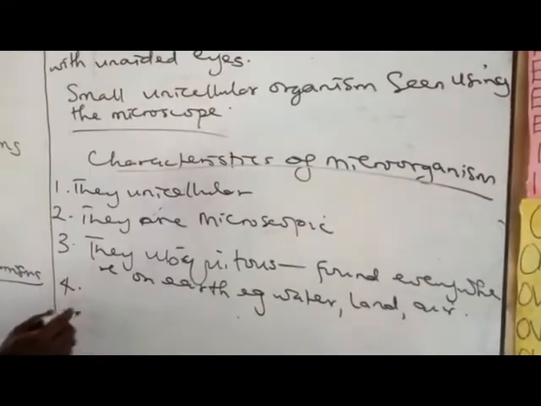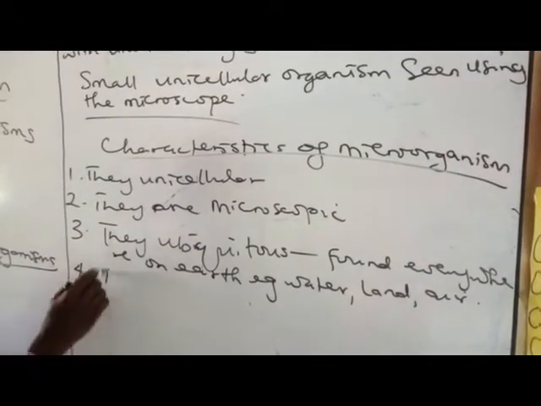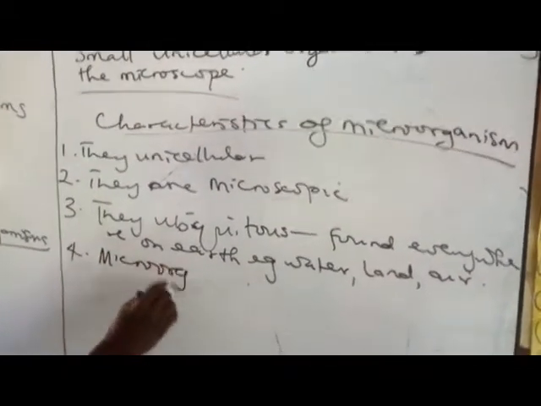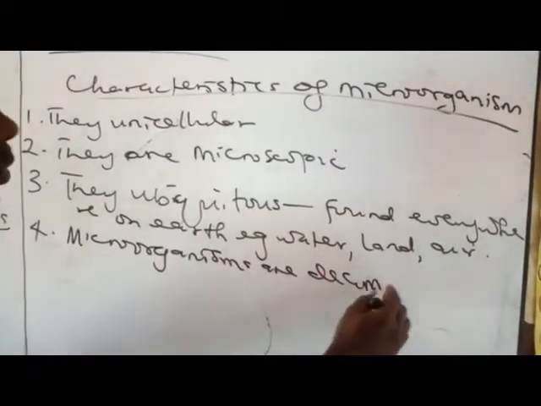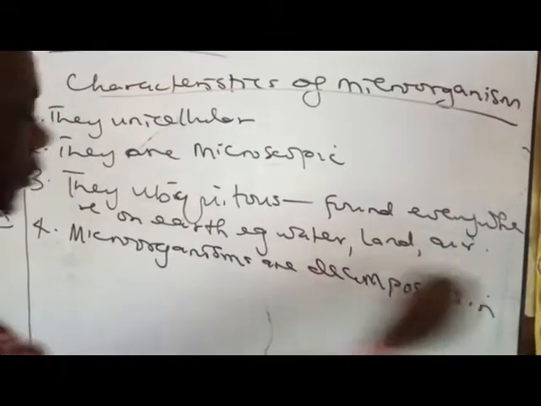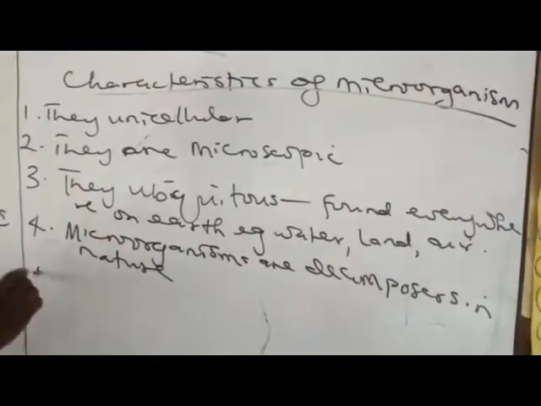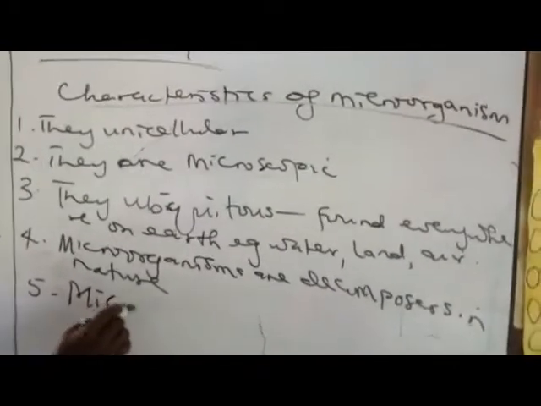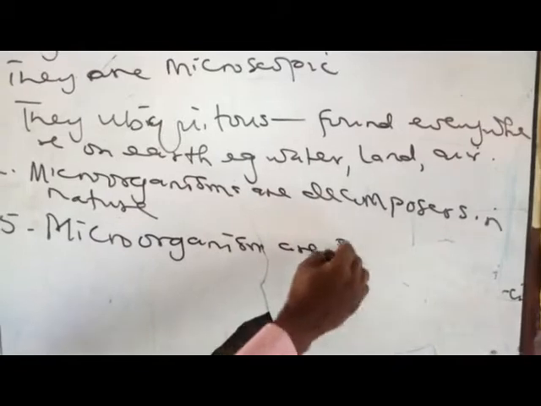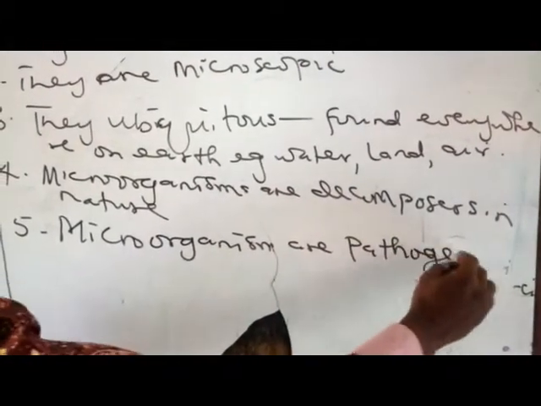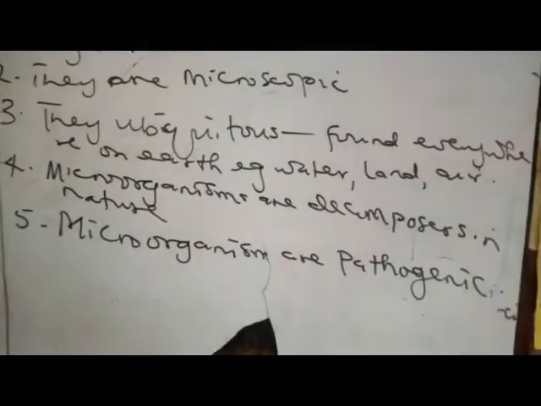Fourth thing is that microorganisms are decomposers. Microorganisms are decomposers in nature, which means they cause decay of organic matter. And microorganisms are pathogenic. Many of them are pathogenic, which means they cause disease. Those are the few characteristics of microorganisms.